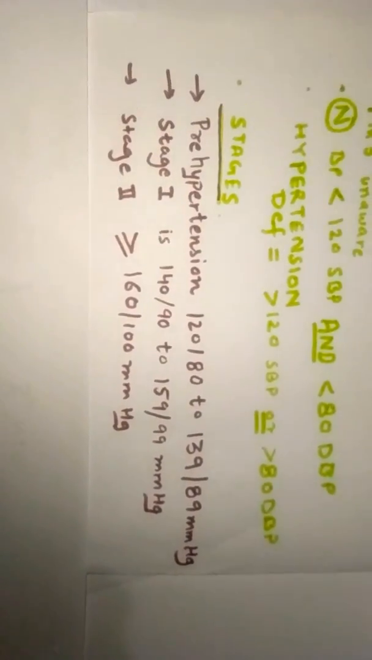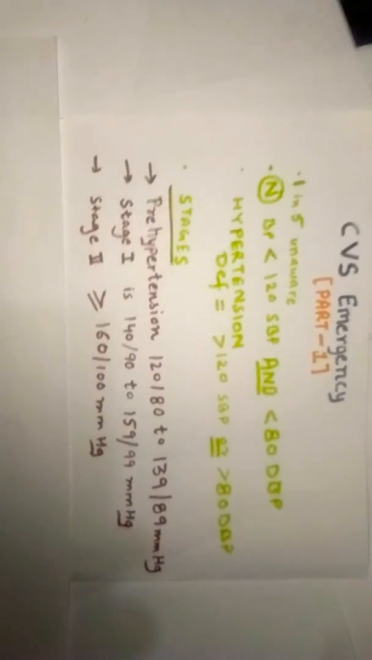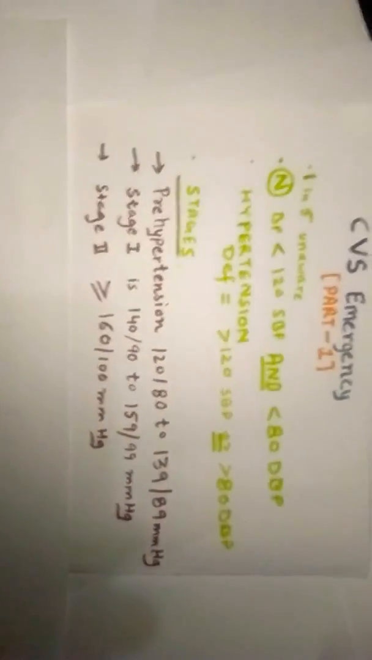Let us see the various stages. Pre-hypertension, which is between 120 by 80 to 139 by 89 millimeter of mercury. Stage 1 is 140 by 90 to 159 by 99 millimeter of mercury. And stage 2 is more than 160 by 100 millimeter of mercury. The condition has to be staged very carefully because our treatment will vary accordingly.